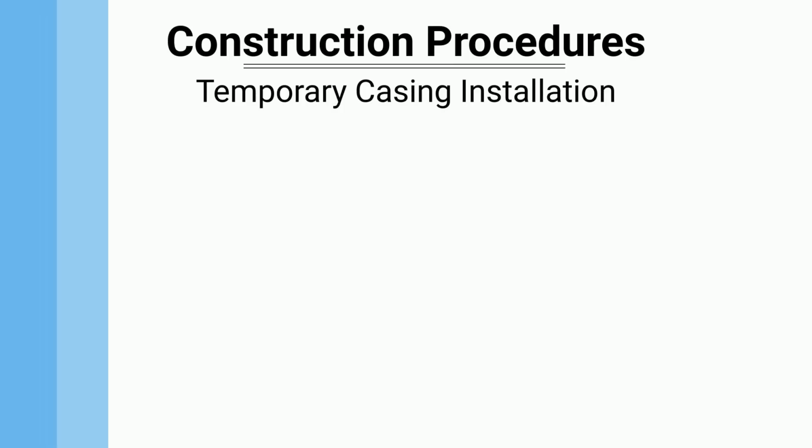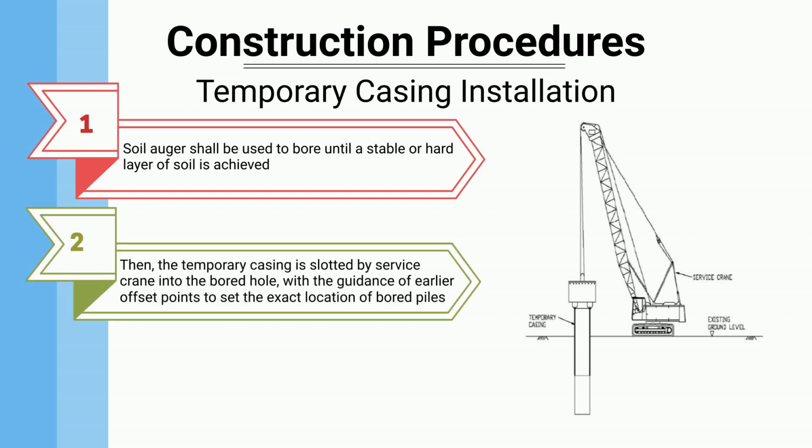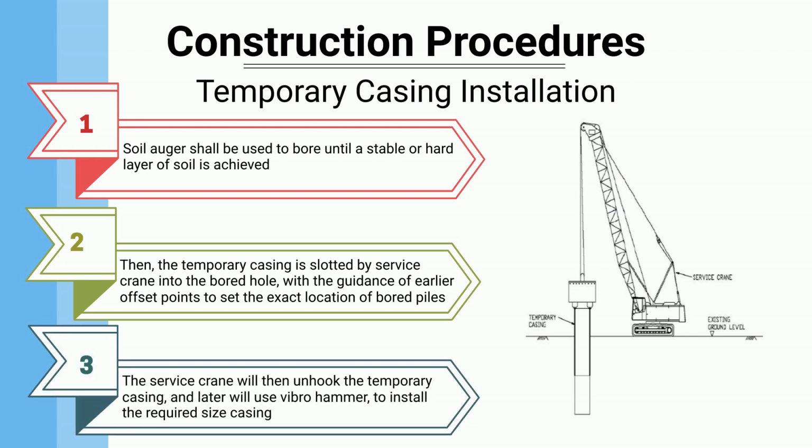Temporary casing installation. Soil augers shall be used to bore until a stable or hard layer of soil is achieved. Then, the temporary casing is slotted by service crane into the bored hole, with the guidance of earlier offset points to set the exact location of bored piles. The service crane will then unhook the temporary casing, and later will use vibro hammer to install the required size casing.